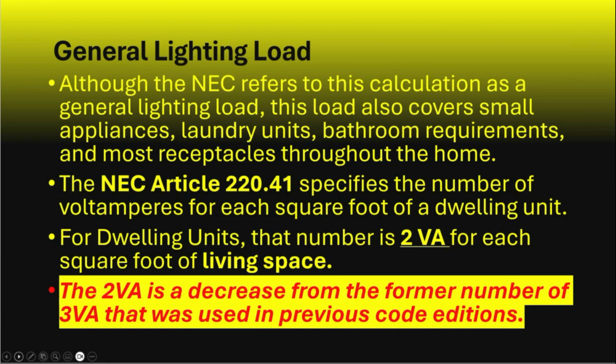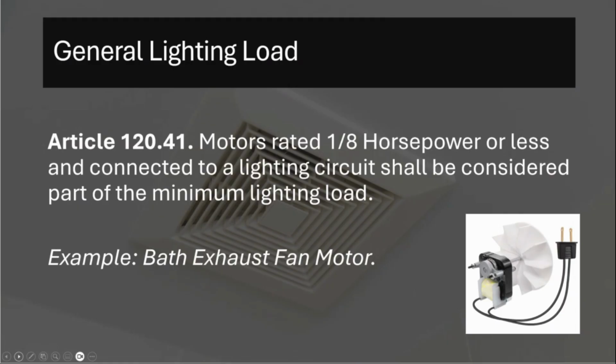But when calculating the service load, you're using 2 volt amperes per square foot. Now, Article 120.41, motors rated to 1/8 horsepower or less and connected to a lighting circuit shall be considered part of the minimum lighting load. An example is a bath exhaust fan.